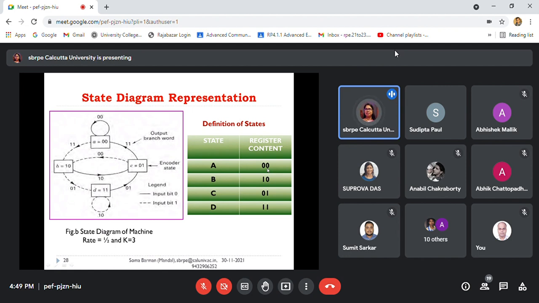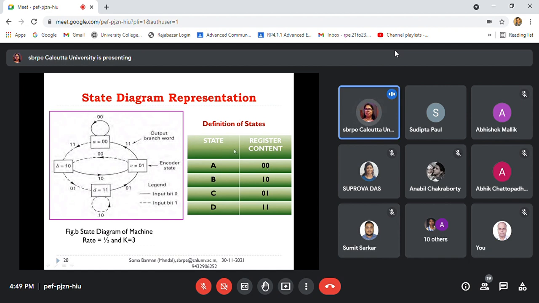Why in this case are we considering 0, 0, not 0, 0, 0? Because here our memory is K minus 1 equal to 2. So that's why we are considering 0, 0. If your K is equal to 4, then K minus 1 is 3, so obviously for that case you have to consider state A as 0, 0, 0. How many states will there be for that case? The states will be 8. So it depends on your memory.